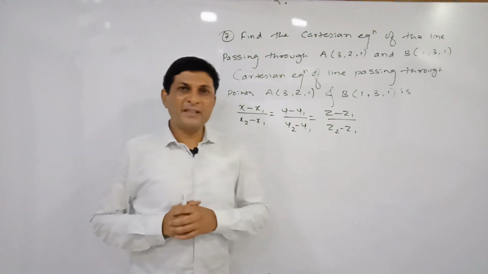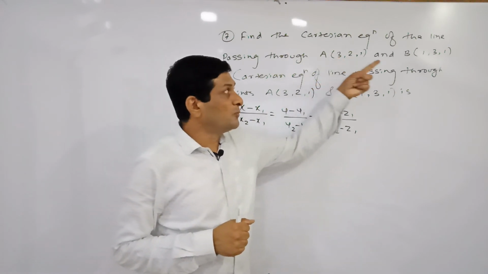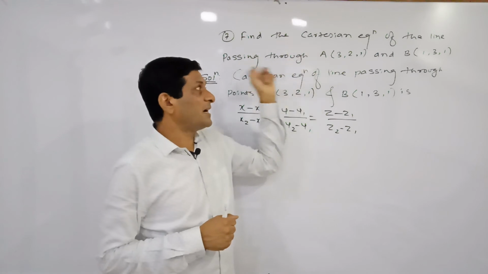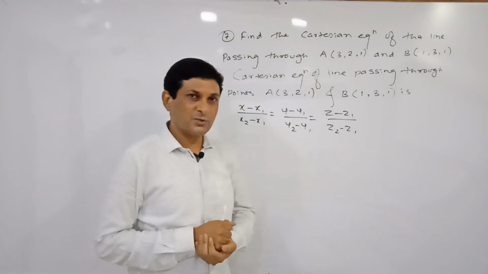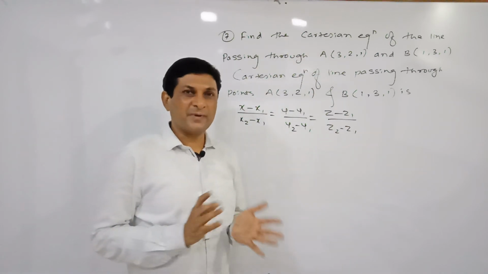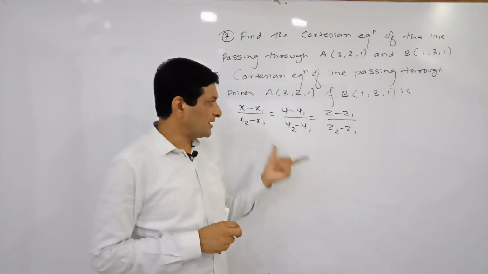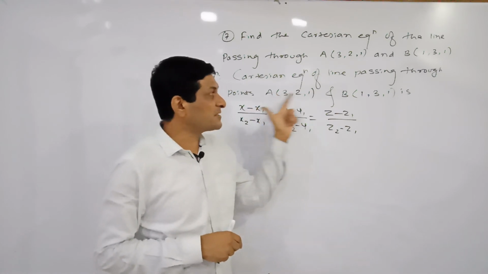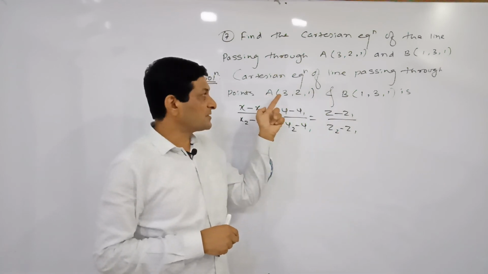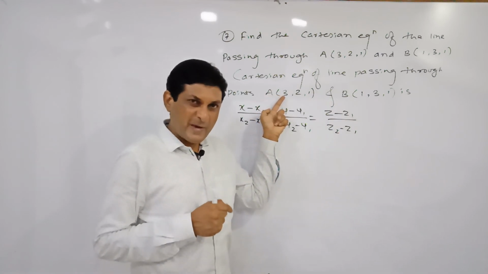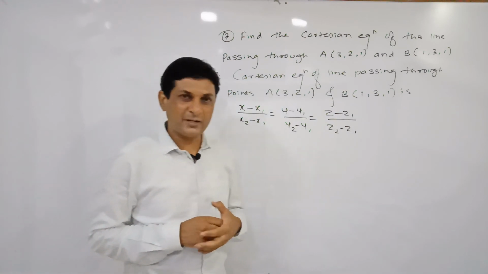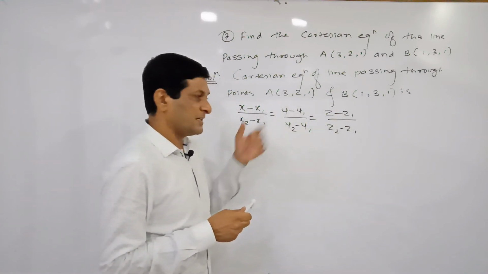See, in the 7th example also, the coordinates of 2 points on the line are given to us, and we have to find the Cartesian equation of the line passing through these 2 points. The example is very similar to the last example, and again we apply the same formula. Let us denote the coordinates of the first point by x1, y1, z1, and the coordinates of the second point by x2, y2, z2.